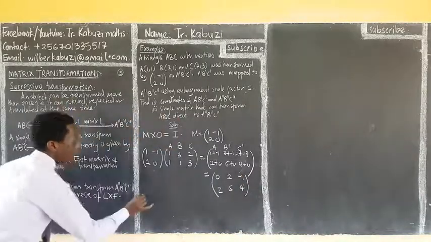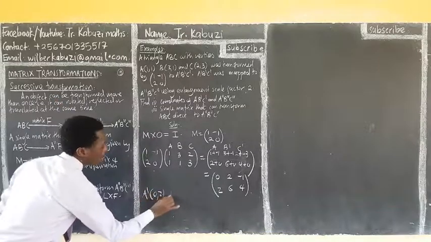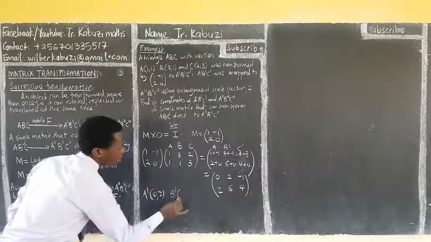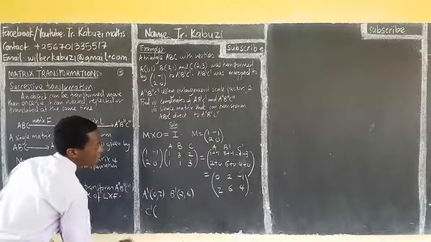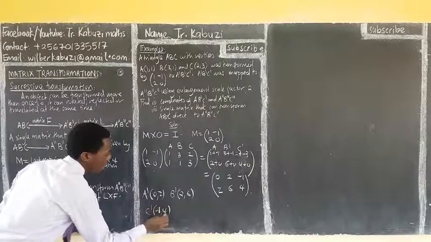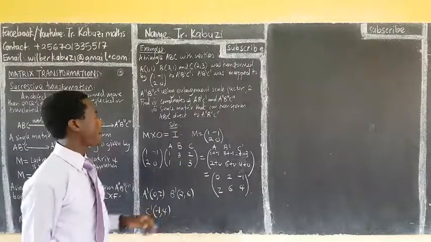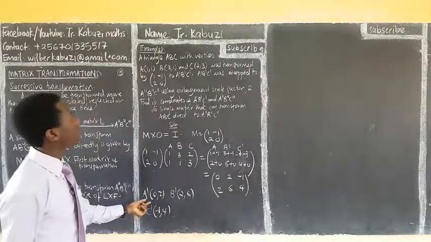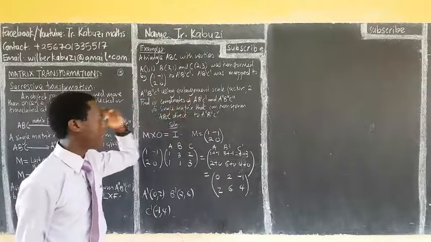So now our A prime, we need the coordinates: it is (0, 2), then B prime is (2, 6), and then C prime is (-1, 4). So these are the coordinates for A prime, B prime, C prime. Now these are mapped to A double prime, B double prime, C double prime using enlargement scale factor 2.